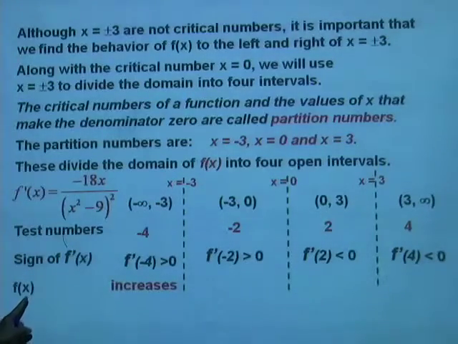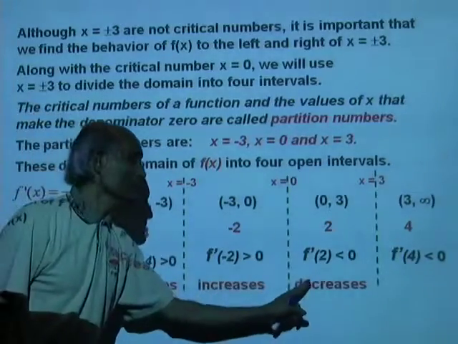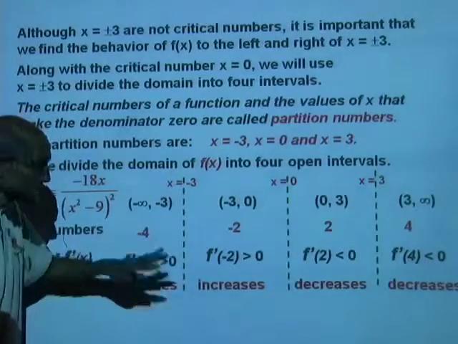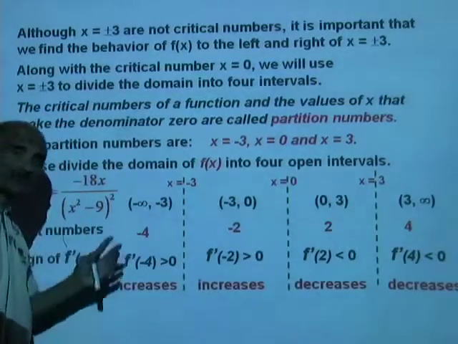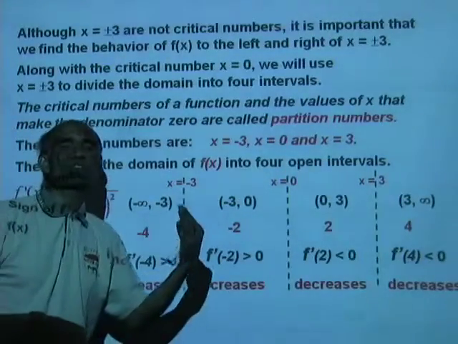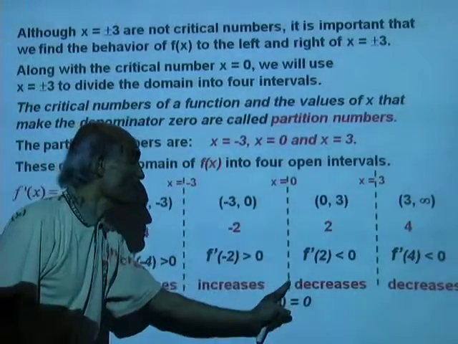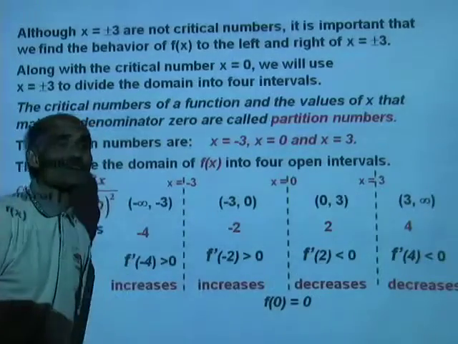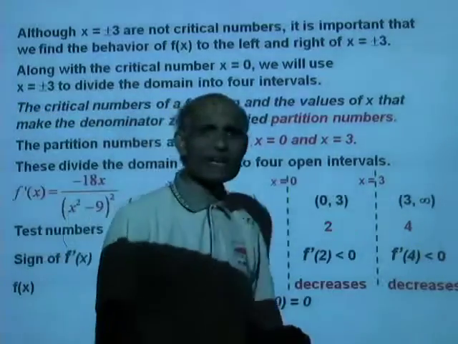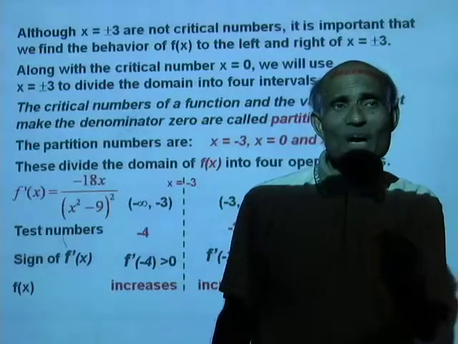So we find the behavior of the function is increases, decreases, and decreases. All right, let's take this information to the next screen and see whether we can use it to plot the graph of the function. And how about the value of the function at the critical value, f of 0? If you look at the function, what is our function again? Do you remember it? It is x squared over x squared minus 9.